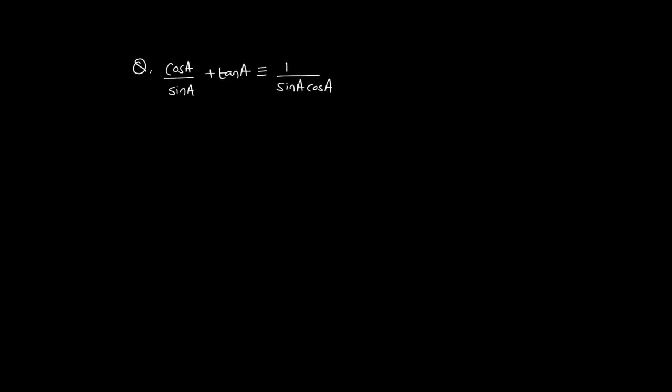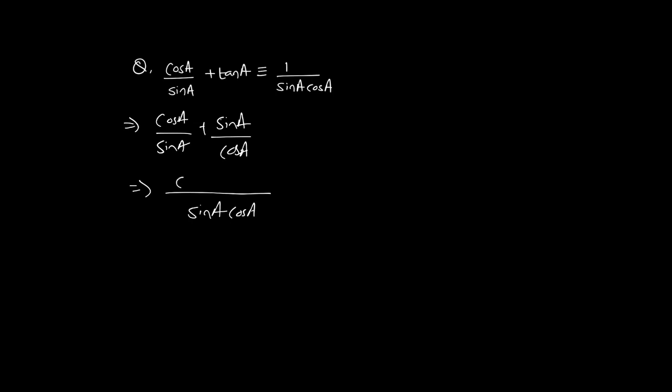Okay, now in this identity, this is the advice. Whenever you see tan, try to replace it with sine and cos. So cos a over sine a plus sine a over cos a, and then you simplify this. So the LCM would be sine a cos a, and this would be cos square a plus sine square a. And you very well know now that cos square a plus sine square a is 1. So 1 over sine a cos a.